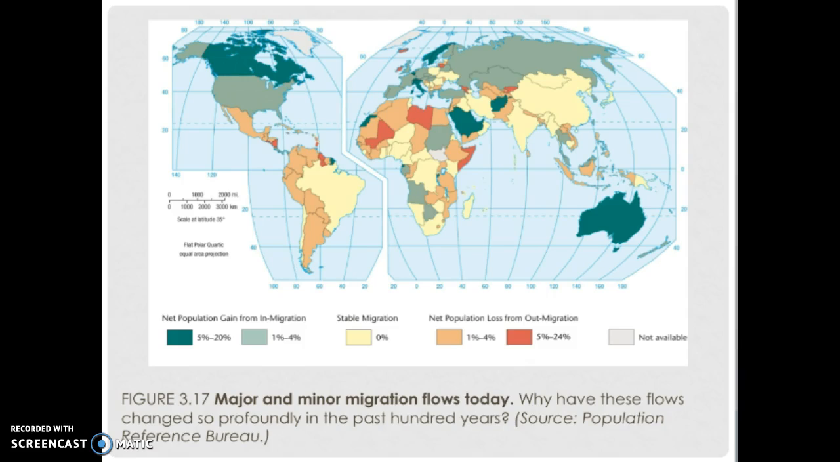Here we see a great world map of the major and minor migration flows today. You can see net population gain from in-migration in the color bar on the left, from 5% to 20%, in countries such as Canada, Australia, Italy, and the Scandinavian countries. In contrast, net population loss from out-migration is shown in deep red, 5% upwards of 24% of the population leaving. Ireland and Iceland, for instance, stand out in Northern Europe, and Syria as well, in the Middle East.